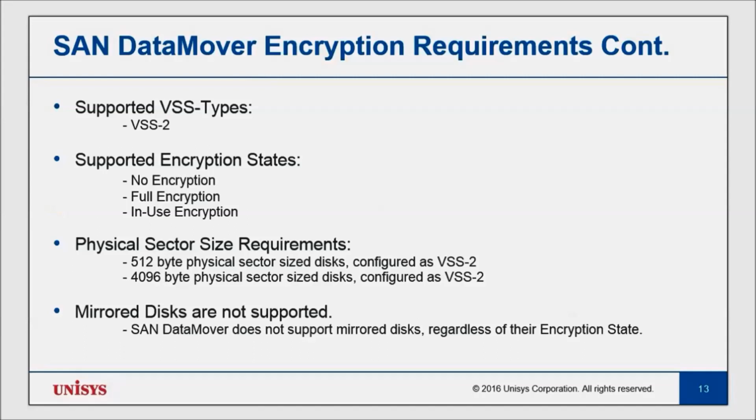Continuing with the requirements, the only supported VSS type is VSS2. The supported encryption states are no encryption, full encryption, and in-use encryption, so we do not support partial encryption. The physical sector size requirements are that you must have a 512-byte physical sector size disk configured as VSS2 or a 4096-byte physical sector size disk configured as VSS2. Mirrored disks are not supported. SAN DataMover does not support mirror disks regardless of their encryption state.